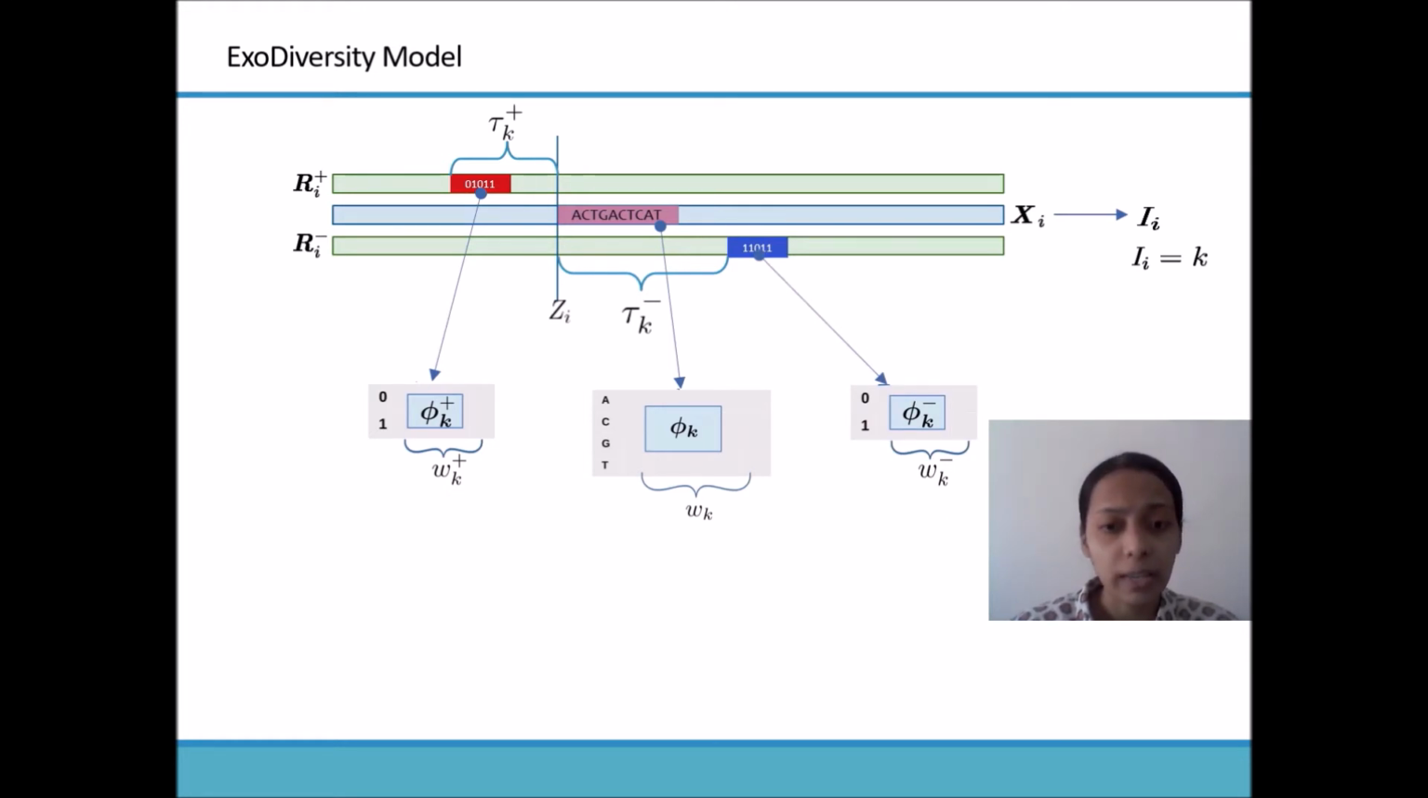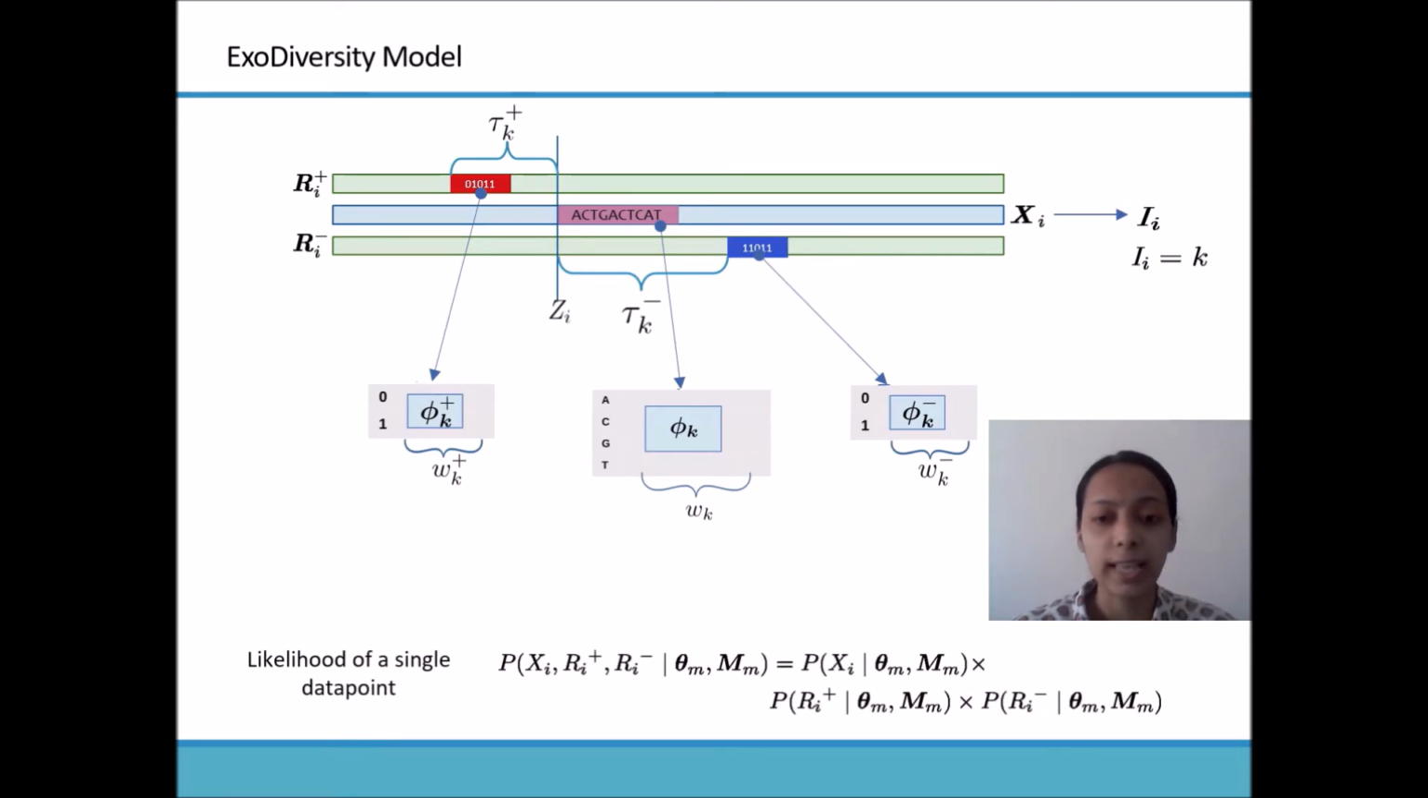Now, given a data point, the likelihood of it is calculated as a product of the probabilities P of x_i given theta_m, and P of r_i plus given theta_m, and P of r_i minus given theta_m. These probabilities are independent given the parameters of the model.